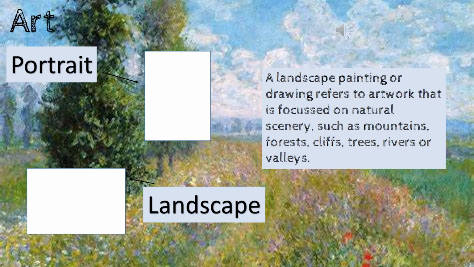You may have also discussed landscape paintings. We have a definition for a landscape painting here. A landscape painting or drawing refers to artwork that is focused on natural scenery such as mountains, forests, cliffs, trees, rivers, or valleys. The background to this slide is in fact a landscape painting. Talk to someone at home. Why would we class this painting as a landscape painting?